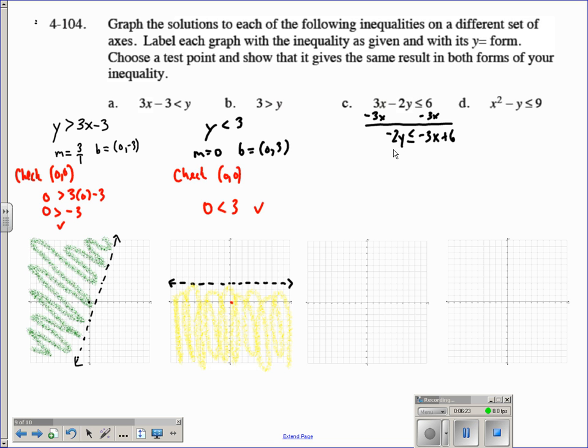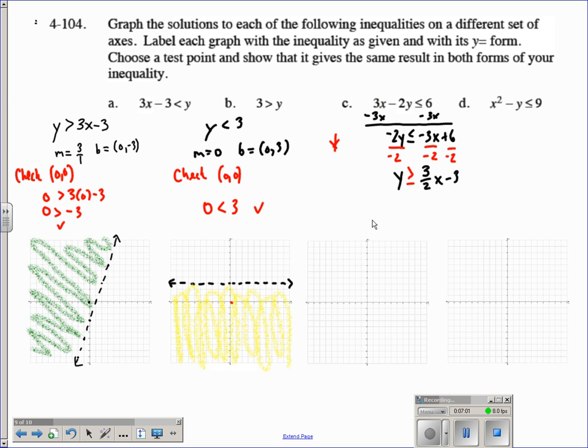Now let's get y by itself. This is the part where the errors occur, right here. We have to divide by a negative 2. I'm going to divide everything by a negative 2. And when you divide both sides of an inequality by a negative, or you multiply both sides of an inequality by a negative, remember you have to flip this inequality symbol. So this should become greater than or equal to. So y is greater than or equal to 3 halves x minus 3.